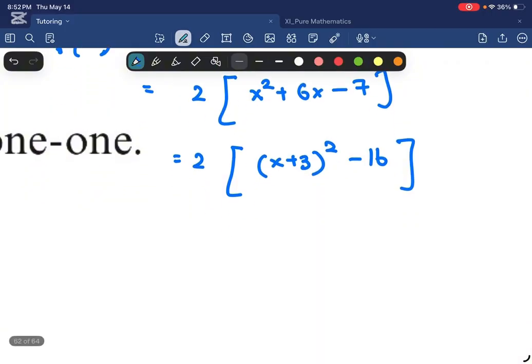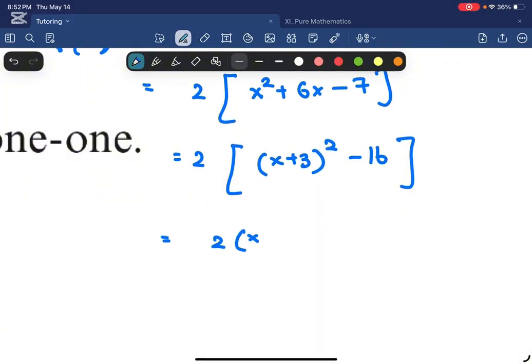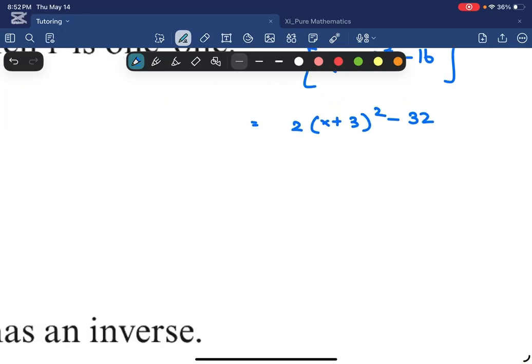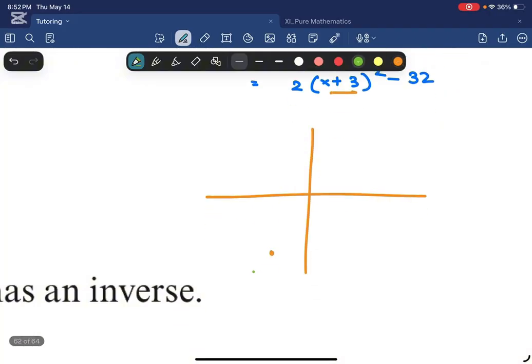All right, so now I multiply by 2 on the inside. I get 2(x + 3)² − 32. So now I can draw the graph. It's concave up. My vertex is going to be at −3, 3 units to the left, and 32 units down. This is going to be (−3, −32), and it's concave up.